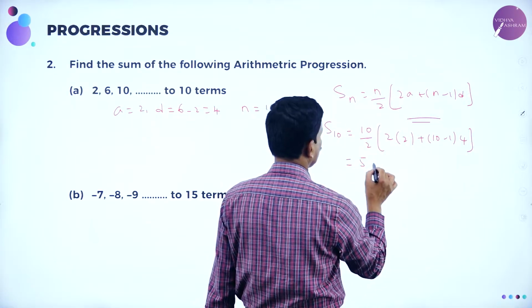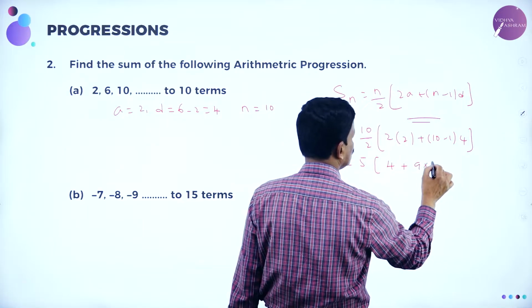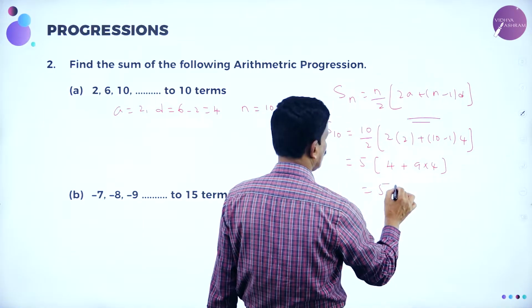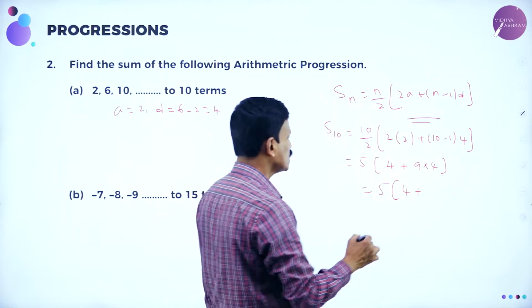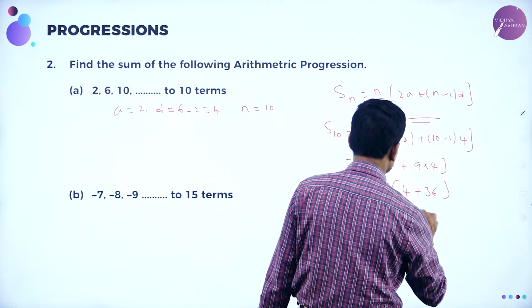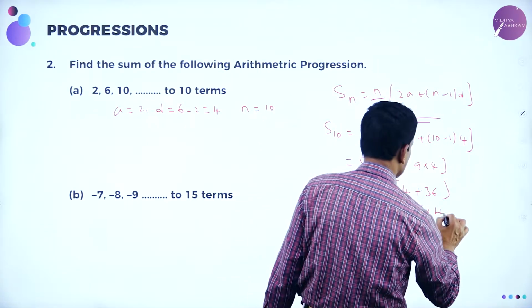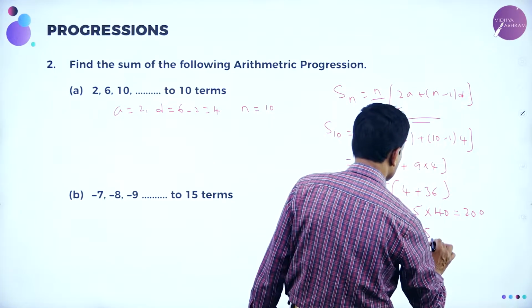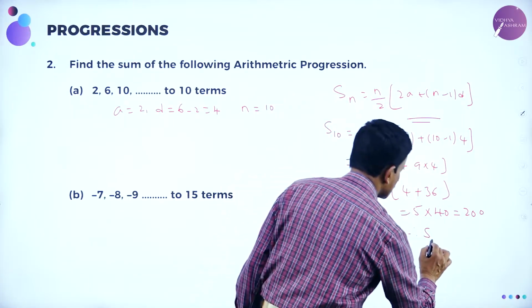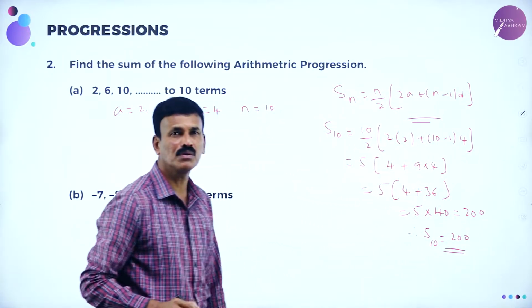So this is 5 × (2 × 2 is 4, plus (10 − 1 is 9) × 4). So this is 5 × (4 plus 9 × 4, which is 36). So this is 5 × (36 + 4 is 40). 5 × 40 is 200. Therefore, the sum of 10 terms, S10, is equal to 200. That's it. Very simple problem for 2 marks.